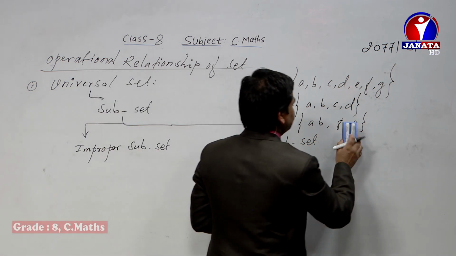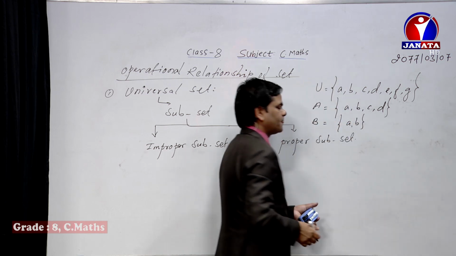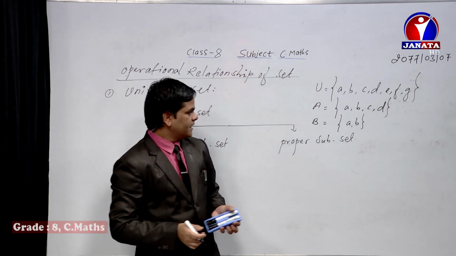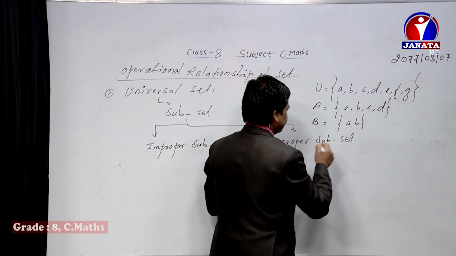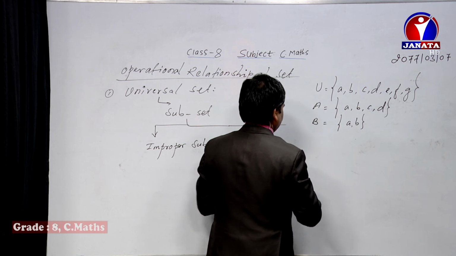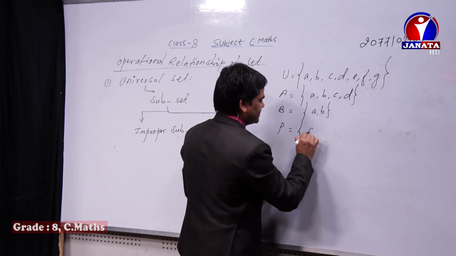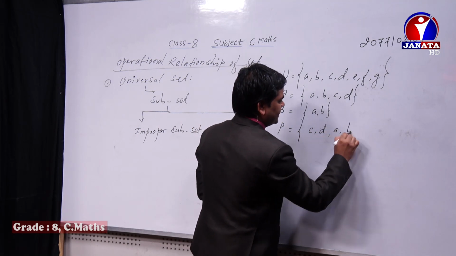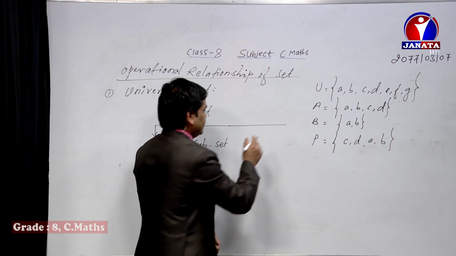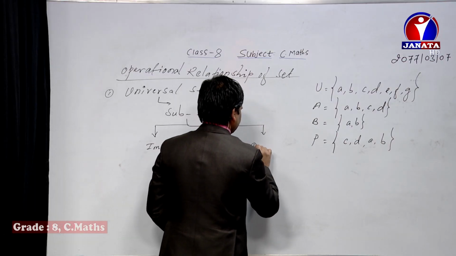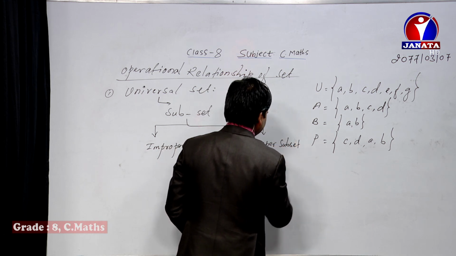Let's take 2 only, dear students. It will be easier to understand. I am taking just A, B, only 2 elements. And another set also I am going to prepare, dear students. The other one is P, P equals curly bracket C, D, A, B. Let's take another one. It has the branches, proper subset. I am going to write it here, dear students.